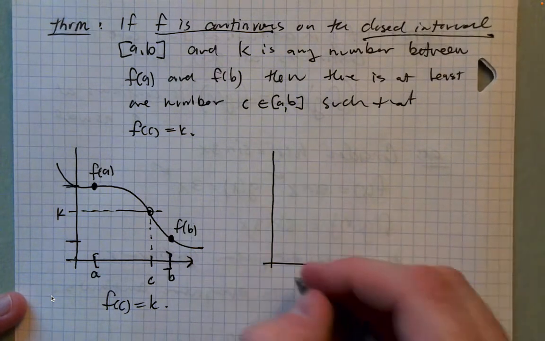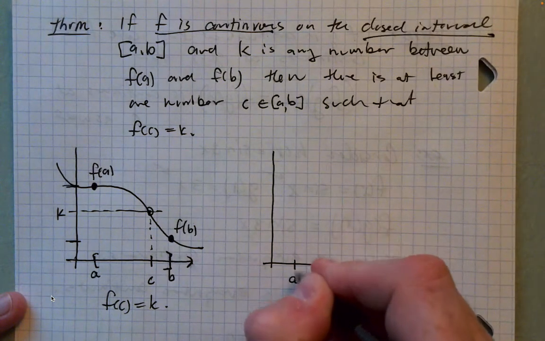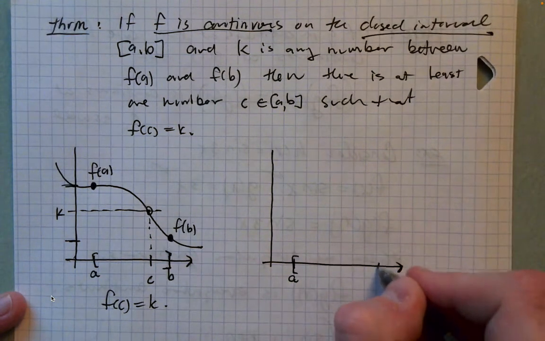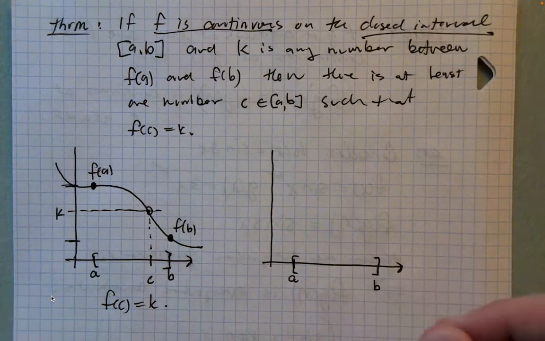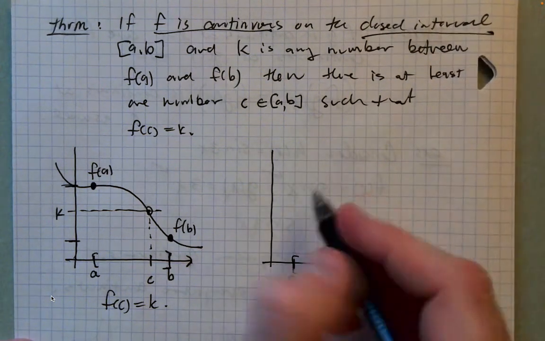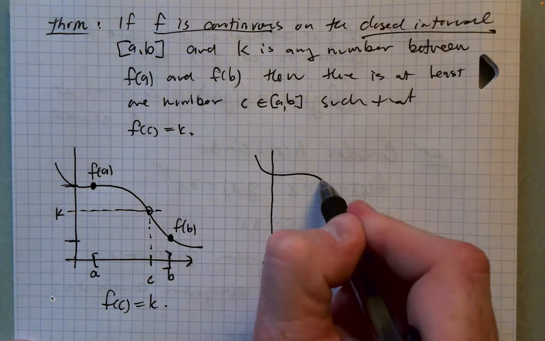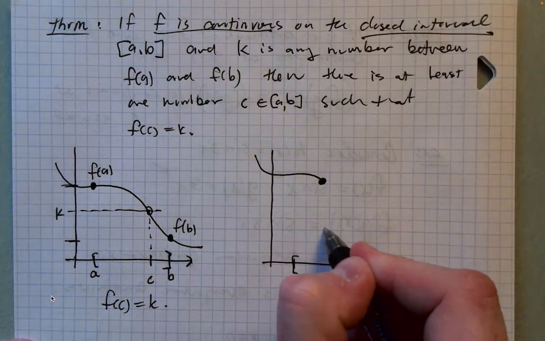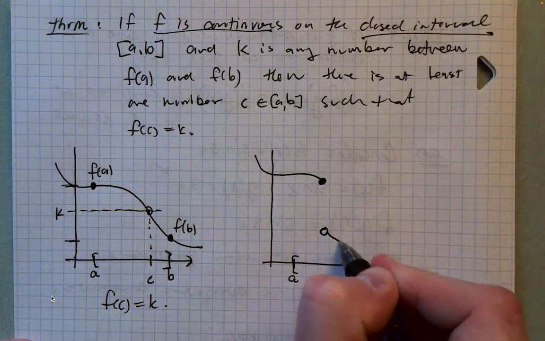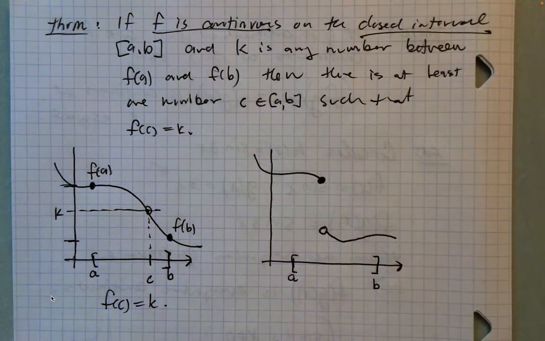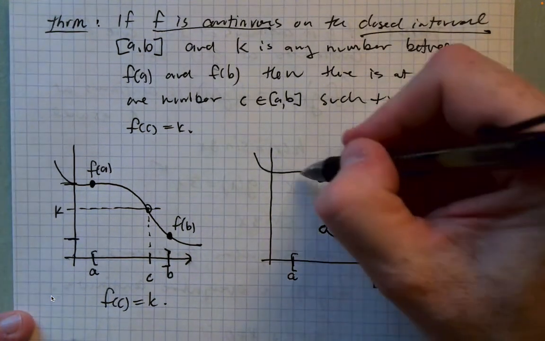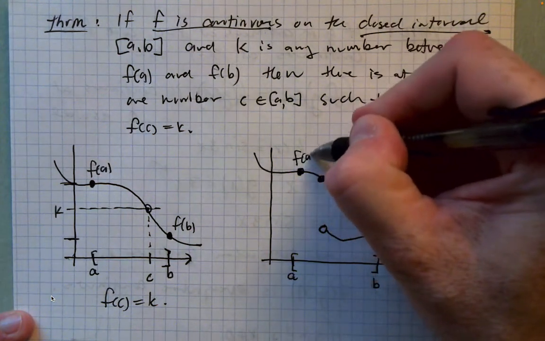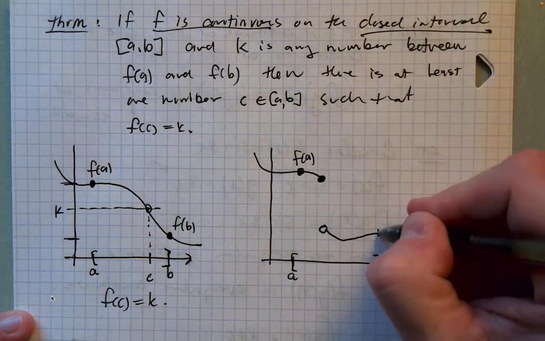All right, let's say we've got our a and we've got our b. In this case, let's say that our function comes down, goes like this, and we've got a little bit of a jump here. So again, here's your f of a, here's your f of b.